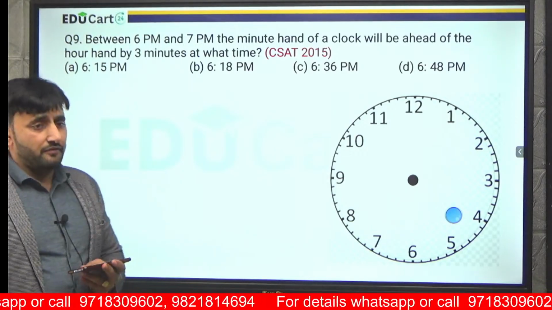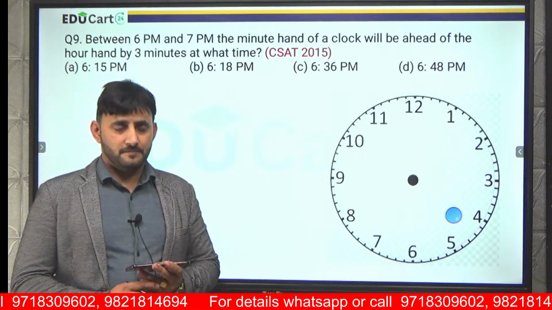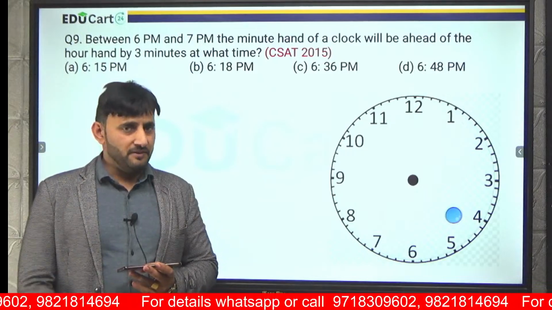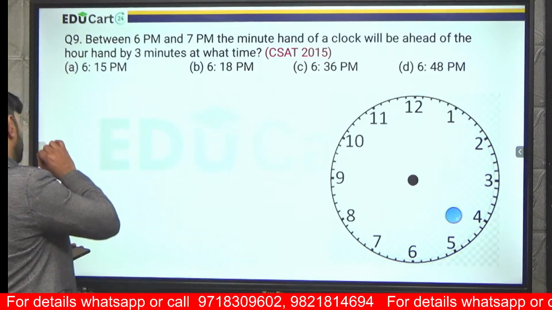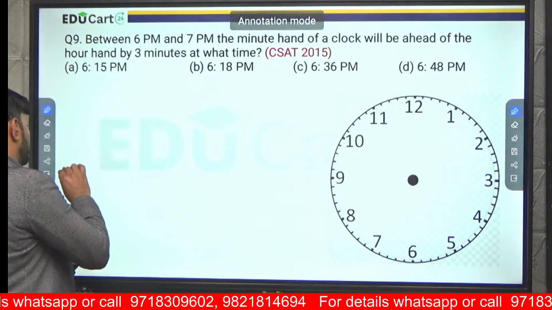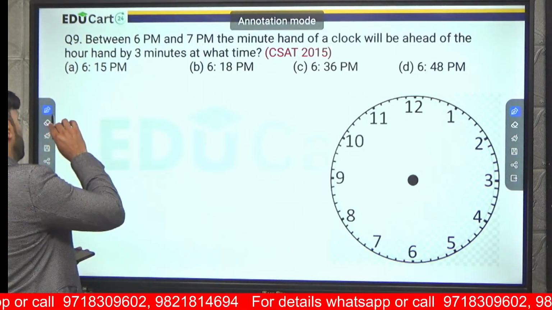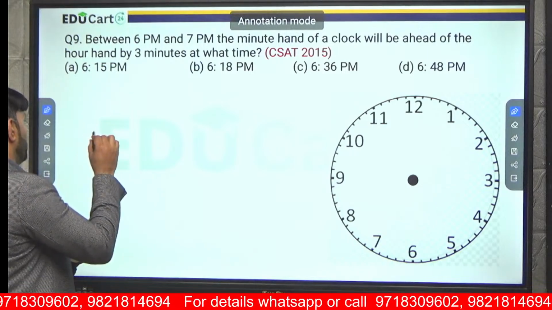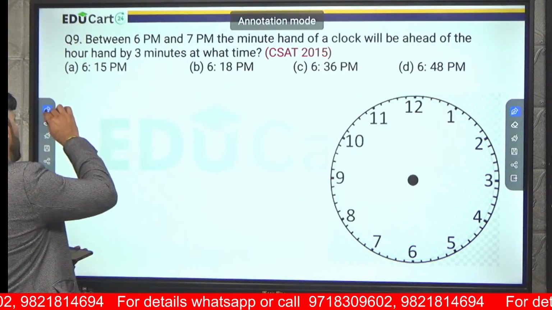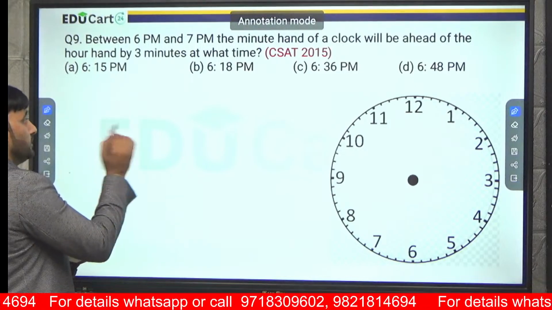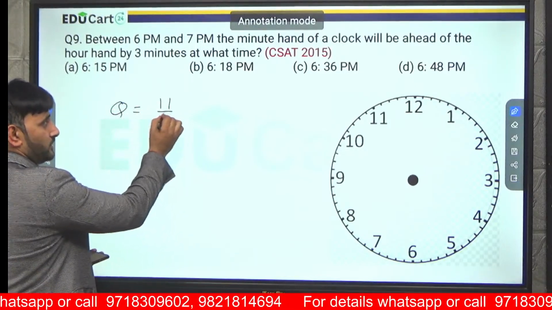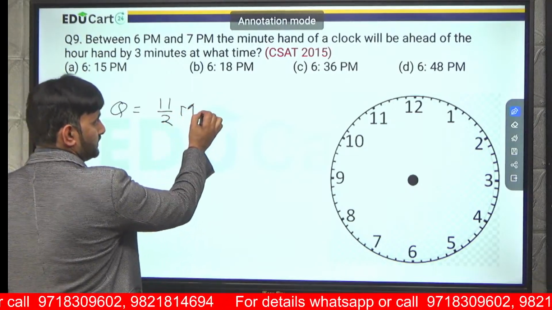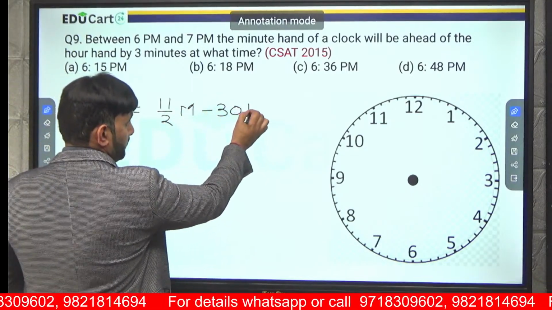Between 6 and 7, what is the value of H? H will be 6, and the minute hand is ahead. Minute hand is ahead, so which formula will you be using? 11 by 2H minus 11 by 2M minus 30H, or 30H minus 11 by 2M? Since the minute hand is ahead, we will use the formula 11 by 2M minus 30H.